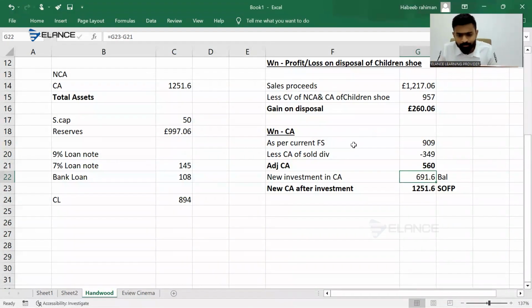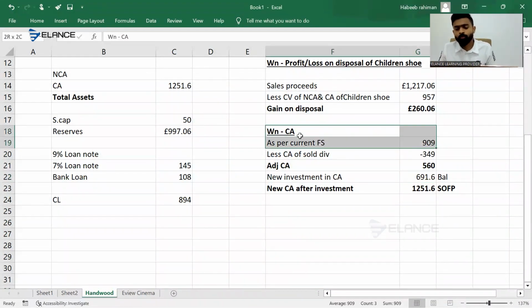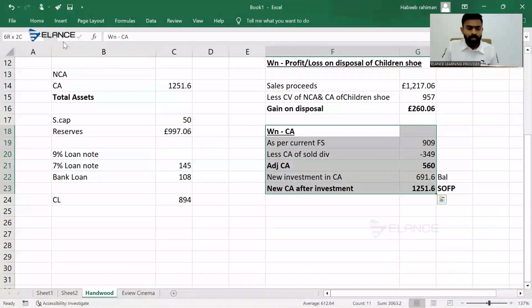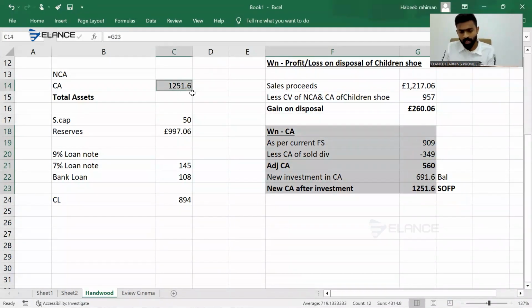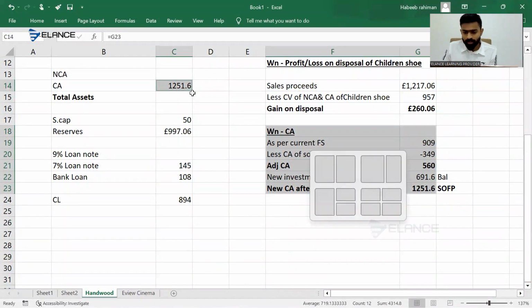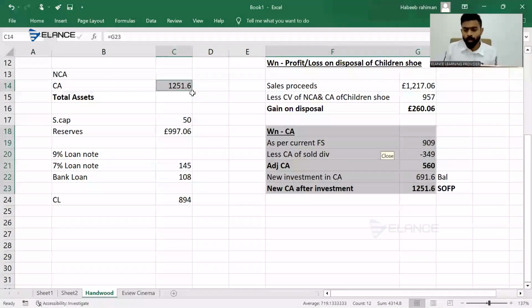Now try the same working note in EVU Cinemas and find out these figures and find out the current asset figure here. I'll wait. Once you're done, do comment. I'm waiting for that.